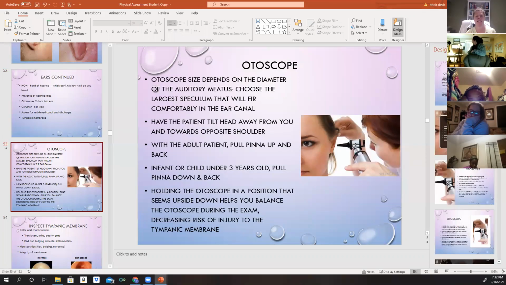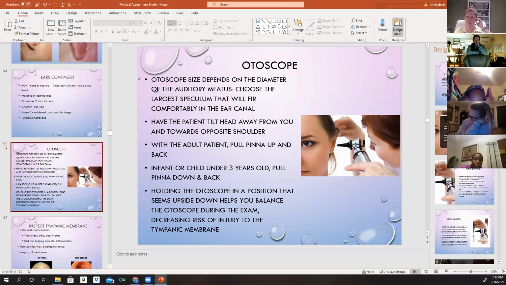So an otoscope size depends on the diameter of the auditory meatus. Obviously, if you had a really small one, you wouldn't want to choose a big one. And I think we've all been to the doctor's office enough, and we've probably seen the different sizes that they have. You want it to fit comfortably in the ear without causing any damage. When you're looking in their ear, you want to tell a patient to tilt their head away from you and towards the opposite shoulder. This is important, you will see this information on your board exams.